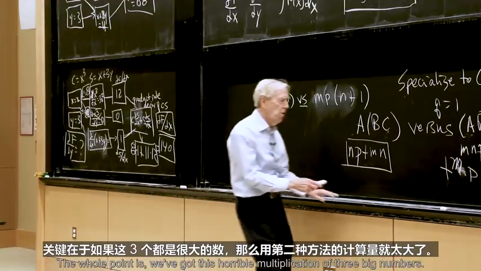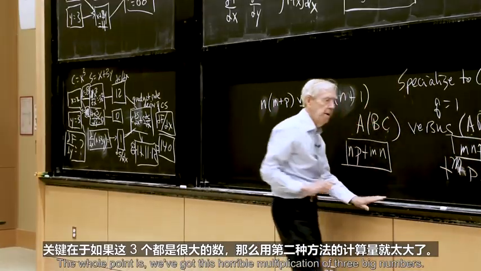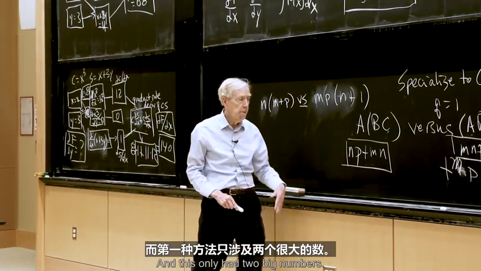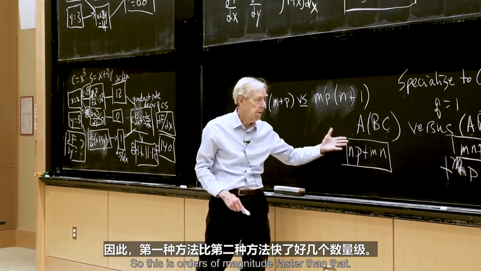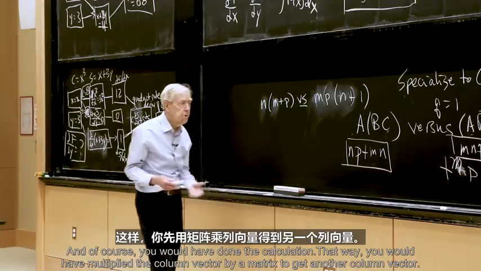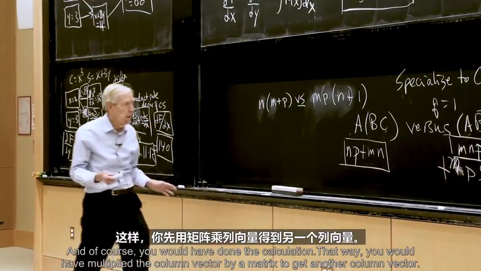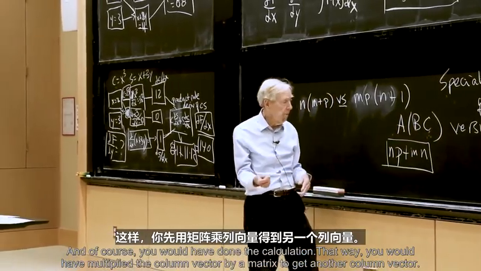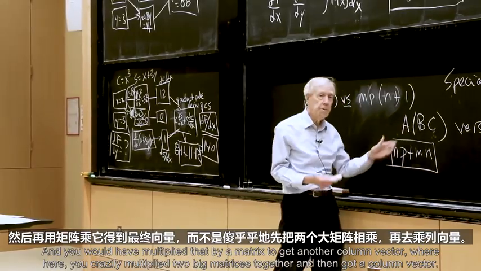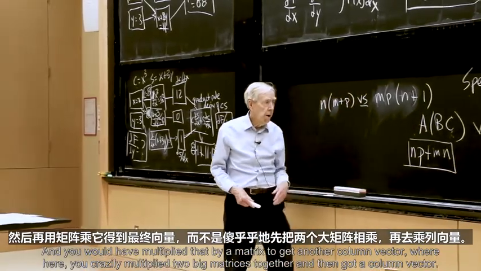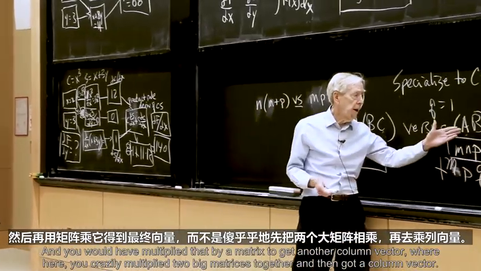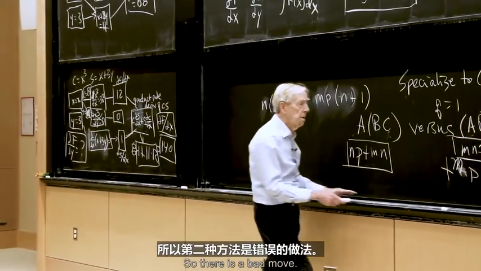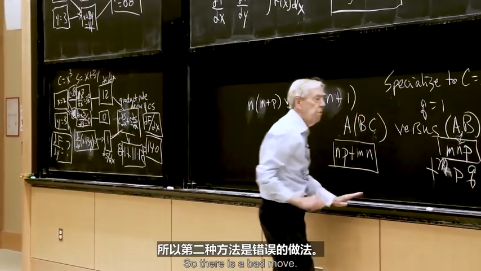The whole point is we've got this horrible multiplication of three big numbers, and this only had two big numbers. So this is orders of magnitude faster than that. And of course, you would have done the calculation that way. You would have multiplied the column vector by a matrix to get another column vector, and then multiplied that by a matrix to get another column vector. Here, you crazily multiplied two big matrices together and then got a column vector. That's the bad move.